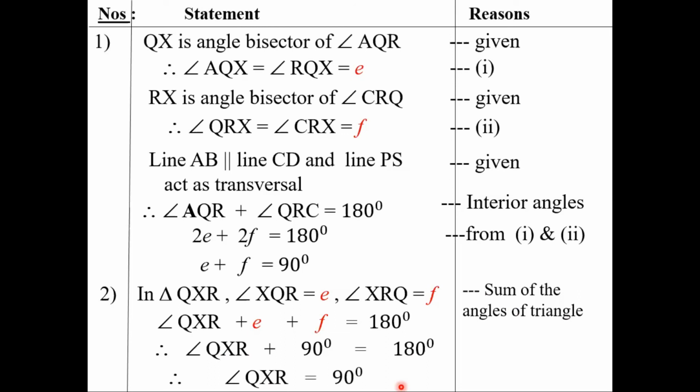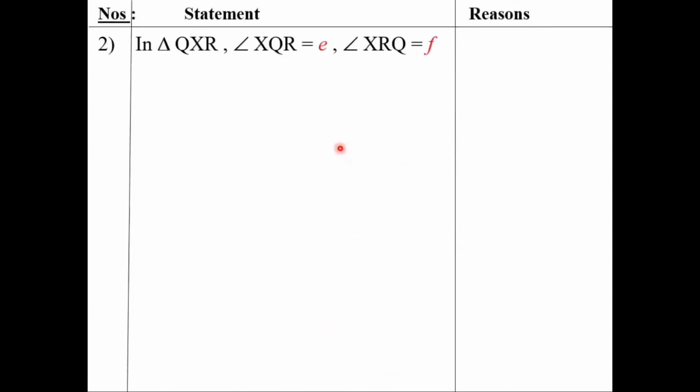Students, please observe the writing style because it is the most important. Now, similarly, we are going to write for the other parts also. Hope you have drawn a diagram in front of you, and observing that diagram, you are observing each and every step. The same part of second I am going to copy and paste over here. In triangle QXR, angle XQR is E, angle XRQ is F, means sum of the angles of a triangle, and we are able to get angle QXR as 90 degree.